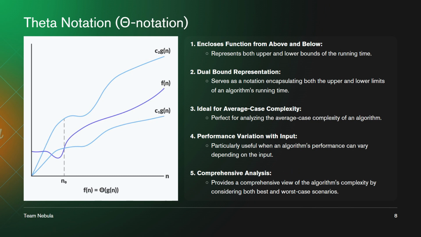Theta notation. It encloses the function from above and below. It represents both the upper and lower bounds of the running time. As a result, it is perfect for analyzing the average case complexity of an algorithm when the performance can vary depending on the input.